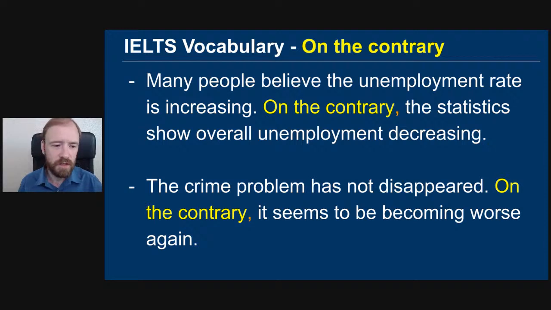So you want to use on the contrary to show the previous information is not true or not telling us enough. So the first sentence, it's not true. The second sentence is crime problem has not disappeared. That's not enough information. On the contrary, it seems to be becoming worse. So yeah, I agree. It didn't disappear, but I also want to share that it is becoming worse.